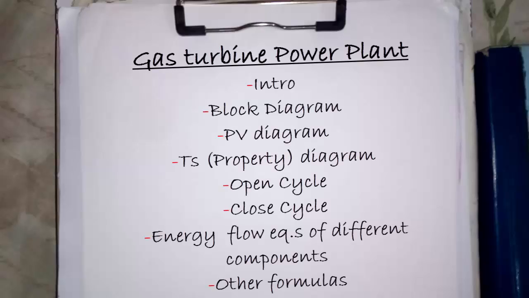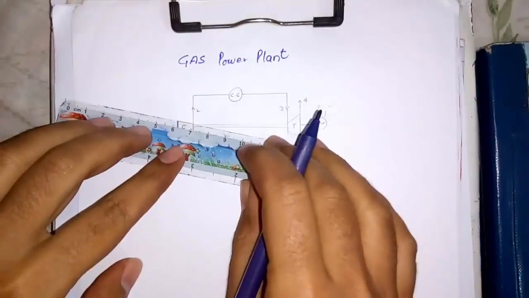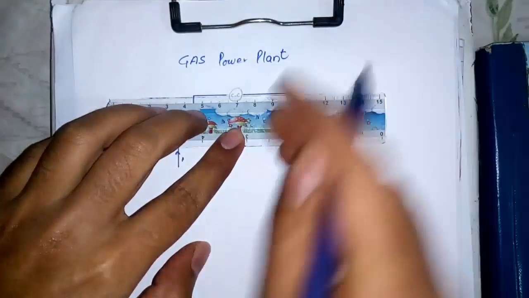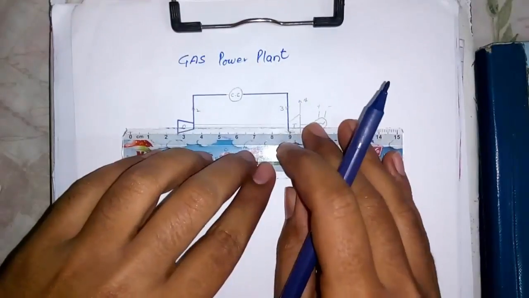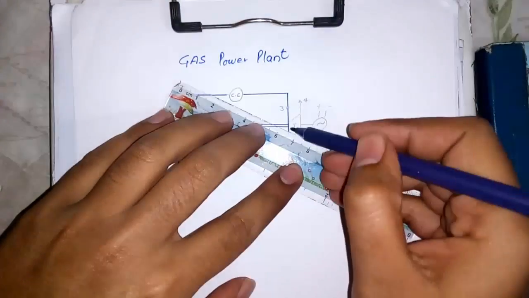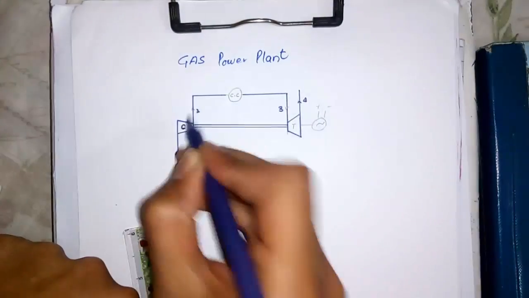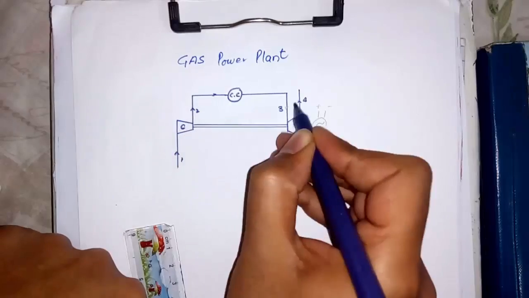So what we are going to learn today, this is the overview of today's video. Let's start with some basic information of the gas turbine power plant. First we have to understand what is a power plant. A power plant is an assembly of equipment that produces and delivers mechanical and electrical power. And in a gas turbine power plant, we use gas as a working substance.